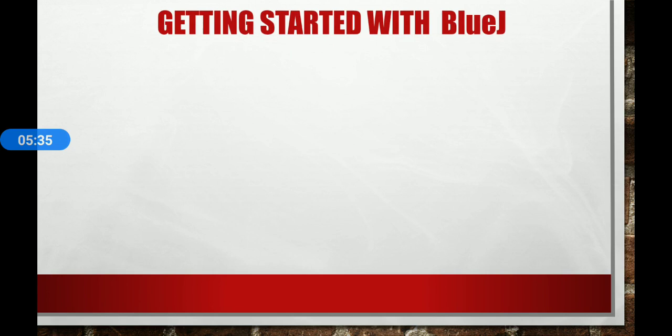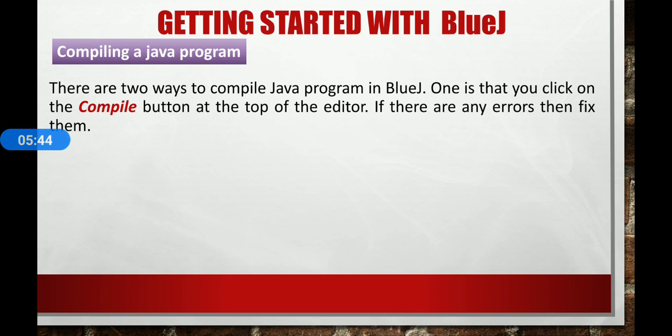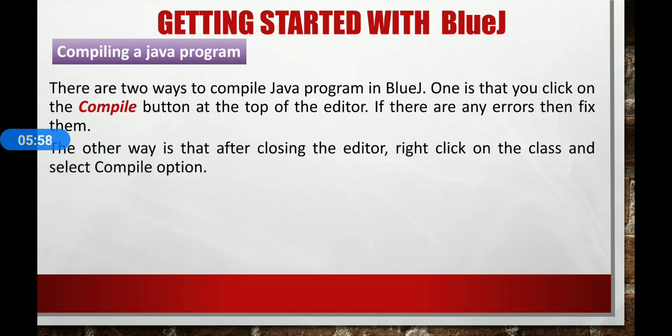Now let's see how to compile a Java program. There are two ways to compile a Java program in BlueJ. One is to click on the Compile button at the top of the editor. If there are any errors, then fix them. In our example, check that your program is exactly as shown and recompile, then close the editor. The other way is that after closing the editor, right click on the class and select the Compile option, like this.